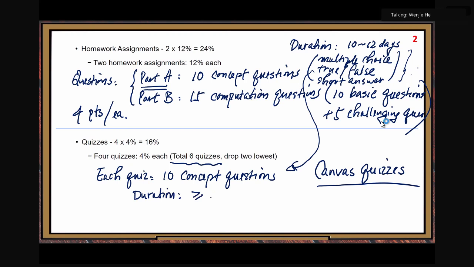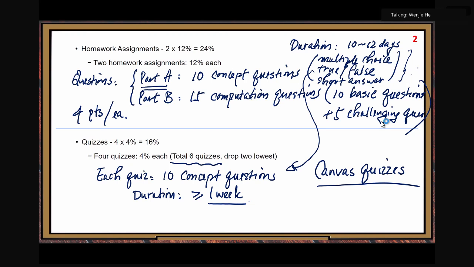Greater or equal to 1 week. Plenty of time. One whole week. Yeah, more than 1. Usually more than 1 week. But in some special cases, it could be shorter.